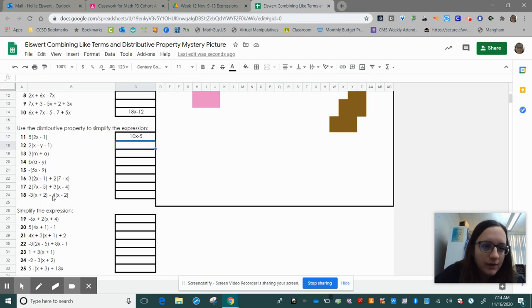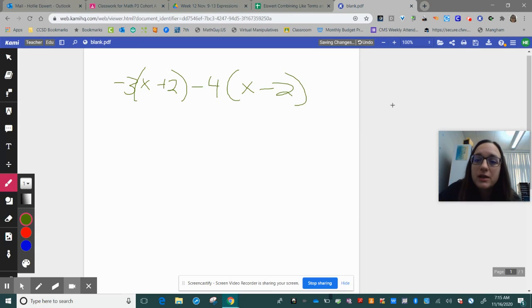All right, I'm going to do this last one here with you. And this one gets a little complicated. You're going to want some scratch paper. So we're going to distribute. But we have 2 sets of distributive property. We have this negative 3 getting distributed to the first set of parentheses. Negative 3 times x is a negative 3x. Okay. Negative 3 times positive 2. Those are different signs. Negative 3 times 2 is negative 6.